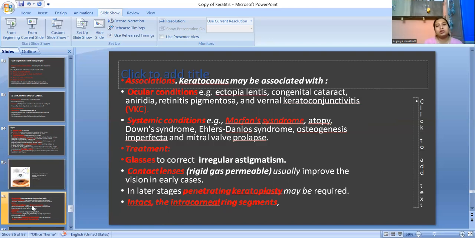Keratoconus may be associated with ocular conditions such as ectopia lentis, congenital cataract, aniridia, retinitis pigmentosa, and vernal keratoconjunctivitis. Systemic conditions associated with keratoconus are Marfan syndrome, atopy, Down syndrome, Ehlers-Danlos syndrome, osteogenesis imperfecta, and mitral valve prolapse. Treatment includes glasses to correct irregular astigmatism and contact lenses, including rigid gas permeable lenses, which usually improve vision in early cases. In late stages, penetrating keratoplasty may be required, along with intracorneal ring segments.